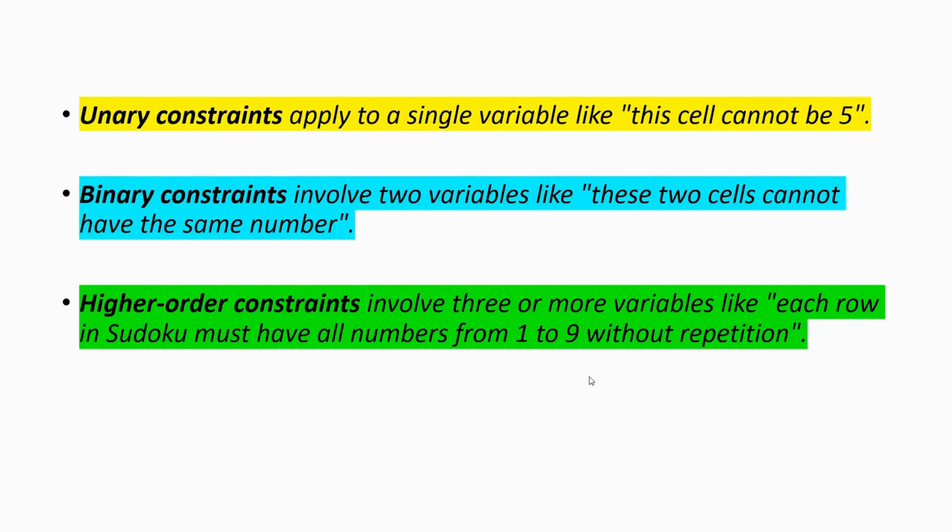So for example, in this image, we can say that each row in the Sudoku must have all numbers, right? From 1 to 9 without repetition. This constraint involves all 9 variable cells in a specific row. It is a powerful constraint that ensures uniqueness and completeness within the set of variables. Essentially, it means that for any given row, the set of numbers assigned to each cell must be exactly 1, 2, 3, 4, 5, 6, 7, 8, 9, only up to 9.